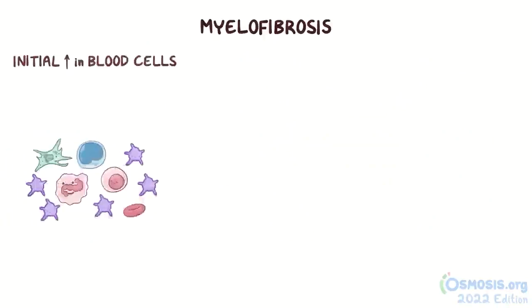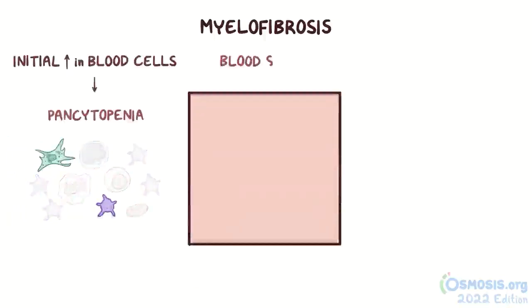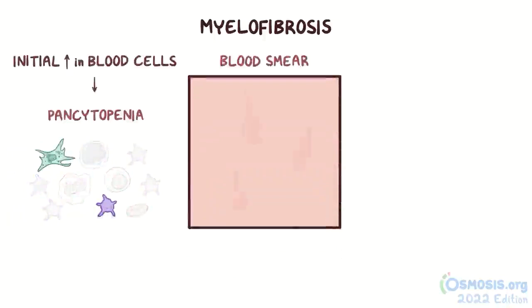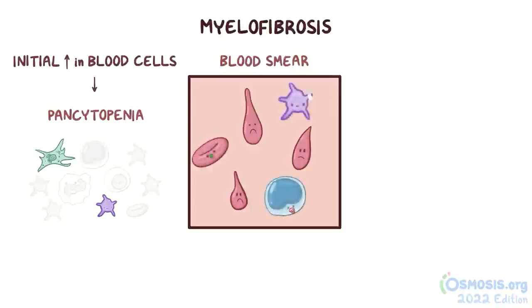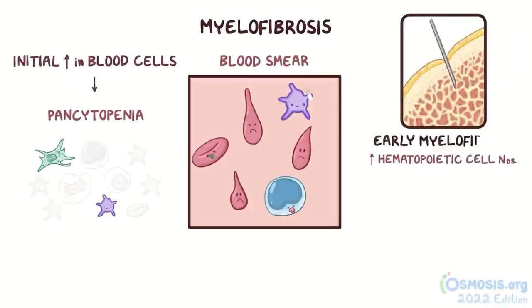In myelofibrosis, there's typically an initial increase in blood cells, particularly platelets, but eventually those levels drop as there's pancytopenia. A blood smear will show abnormal, teardrop-shaped red blood cells, immature nucleated red blood cells, and immature white blood cells and platelets. A bone marrow biopsy can show an increase in hematopoietic cell numbers in early myelofibrosis, or a decrease in hematopoietic cell numbers and fibrosis later in the process.